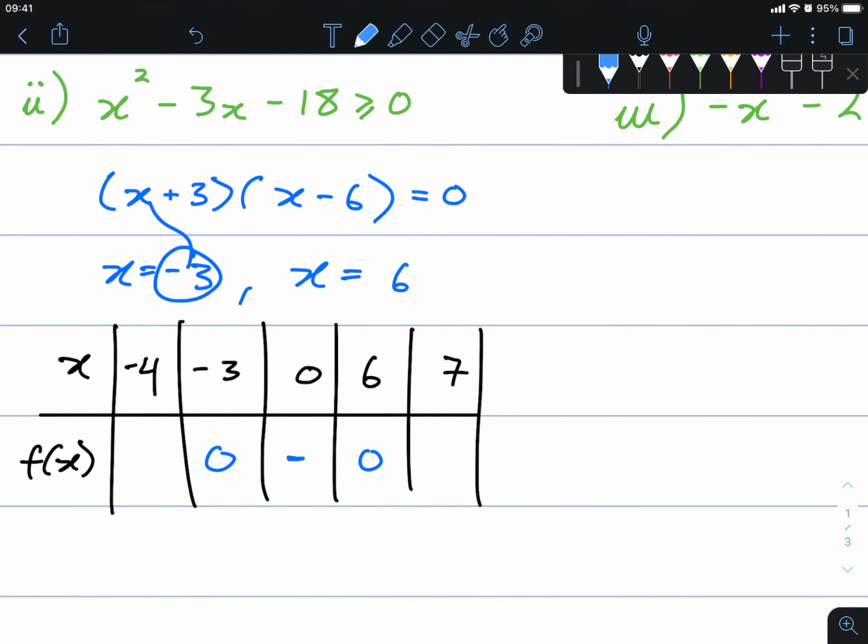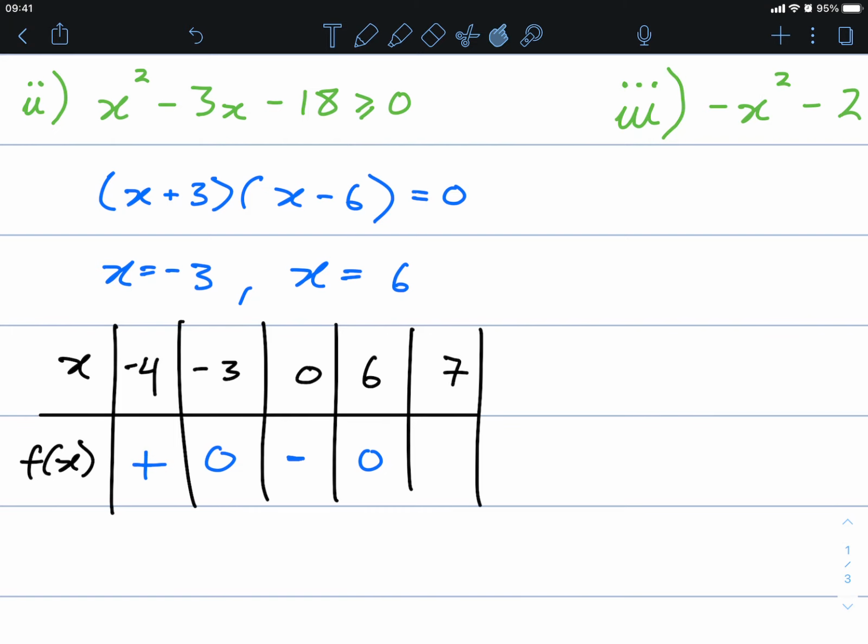Substituting negative 4 here. So we already know that one. Let's do this much faster. Negative 4 here and here. This will give us negative and negative. Two negatives multiplying gives us a positive.